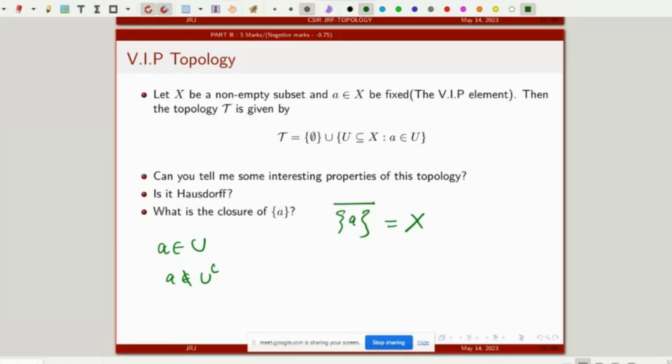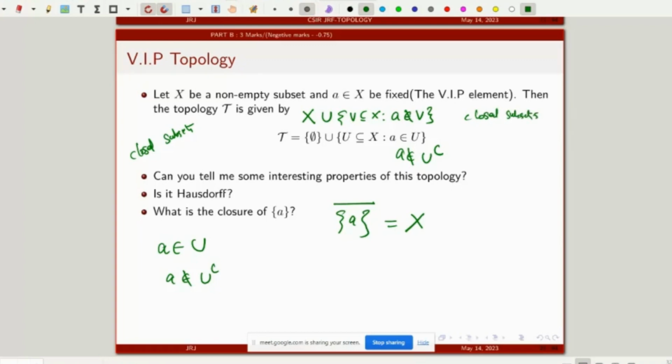Should I repeat? What are the open sets of this topology? Open sets of this topology are subsets of X which contain A. So which are the closed subsets of this topological space? Closed subsets are complements of open subsets, right? So for complements of open subsets, A does not belong to the complement of U. The complement of the empty set is the full set. Now the complement of each open set U is a subset V of X such that A does not belong to V. So these are the closed subsets.